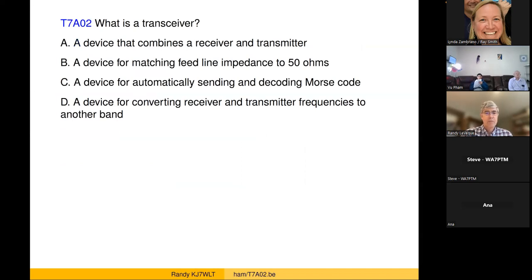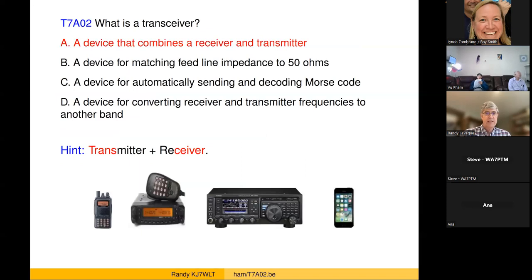Okay, so there are some basic questions here about equipment. What is a transceiver? As the name suggests, it's a combination of a transmitter and a receiver. Anything that both transmits and receives is a transceiver. The AM radio in your car is not a transceiver, it only receives, but many ham radios combine the transmitter and receiver into a single unit, whether it's a handheld, a mobile radio, a big desktop radio, or even your iPhone, which is a transceiver because you can both talk and listen when making a phone call.